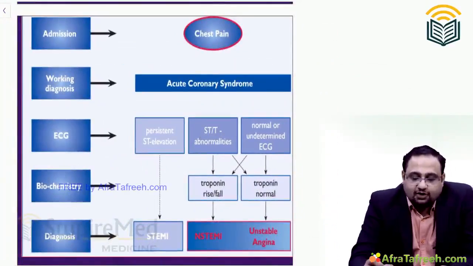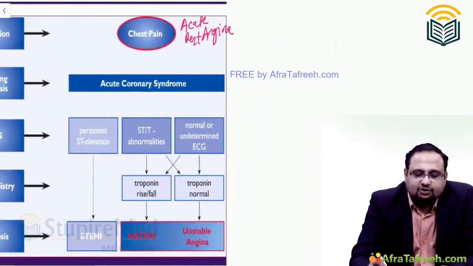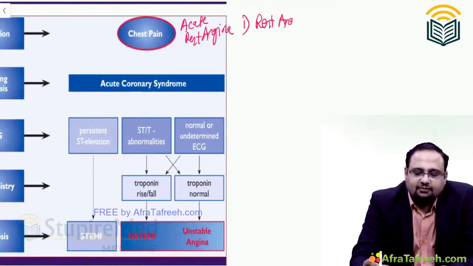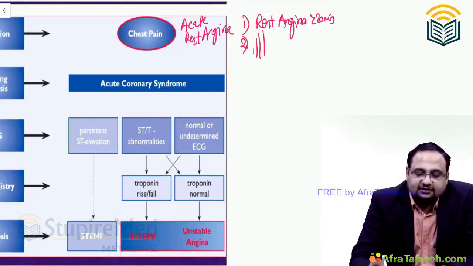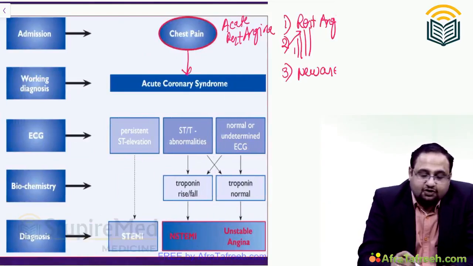When a patient comes to you complaining of acute rest angina, please check whether he fulfills the criteria of the definition: rest angina more than 20 minutes, crescendo in nature, and third, new onset and of a new variety. If it is present, then please label it as an acute coronary syndrome. You should admit all the patients who are having acute coronary syndrome.